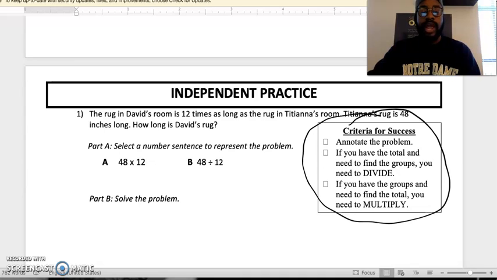Remember, you do not have to turn in your independent practice. This is just for you to practice before you move on to your exit ticket. After you're done practicing, click on the link for the exit ticket, complete the problems, and then submit that.